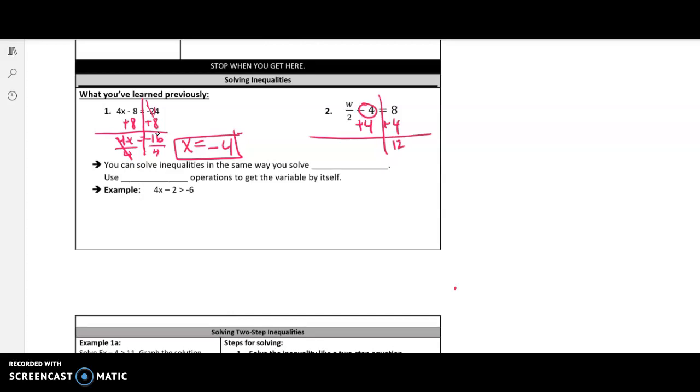And we get a positive 12 equals our w divided by 2. We have to do the opposite, so we're going to multiply by 2 on both sides. It cancels out my 2, and I get w is equal to 24. You can solve inequalities the same way that you solve equations. And we use the inverse to do this.